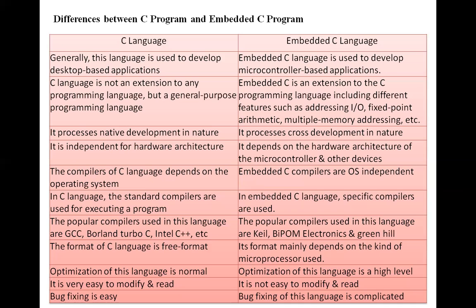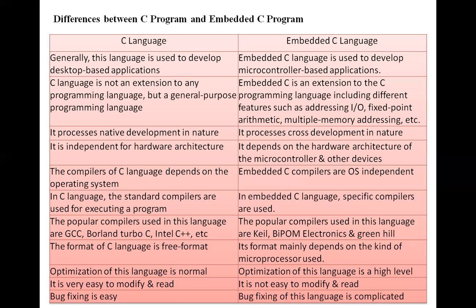Okay, C processes native development in nature. But here, embedded C processes cross development in nature. Then the fourth point that I would like to tell you here is independence from hardware architecture.